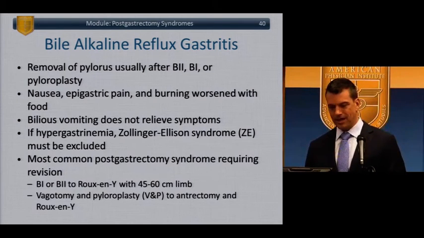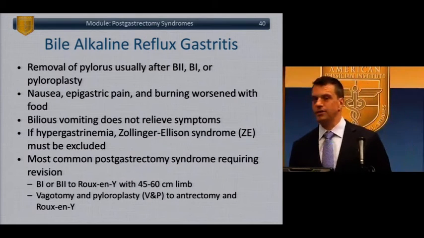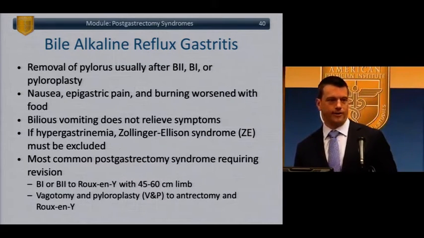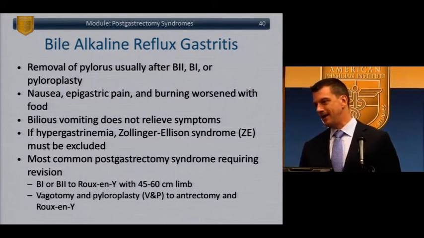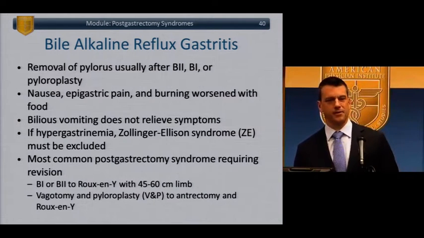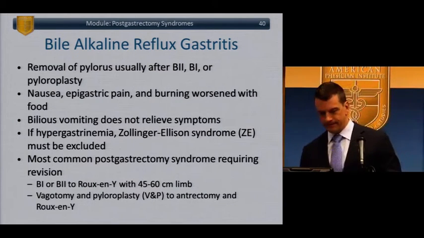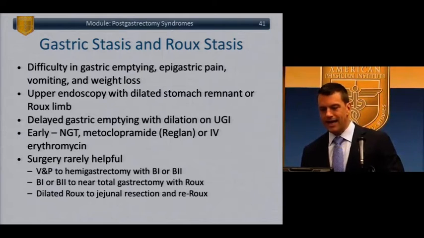And then the most common post-gastrectomy syndrome requiring revision is this, and usually what you do is take that Billroth 1 or Billroth 2 and convert to a Roux-en-Y procedure so you can make a much longer limb, and if you have a 50-centimeter limb, the chances of that reflux occurring are pretty low. Gastric stasis and Roux stasis, again, difficulty in any gastric emptying.